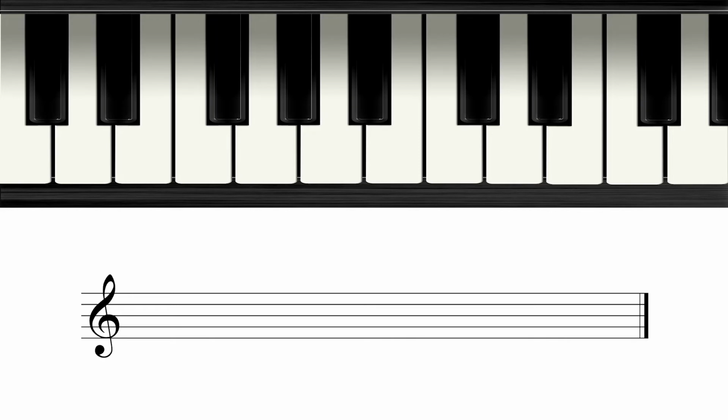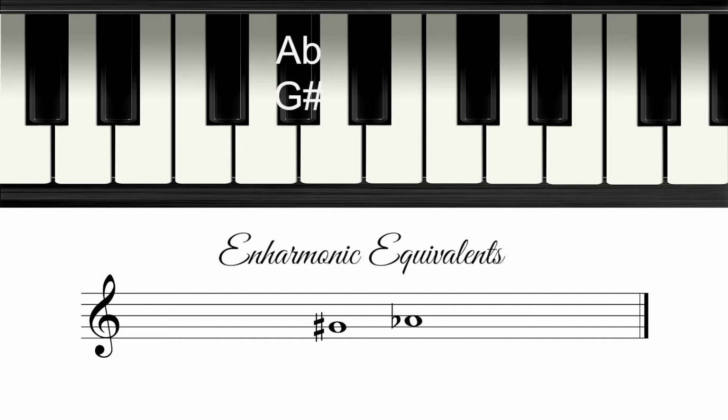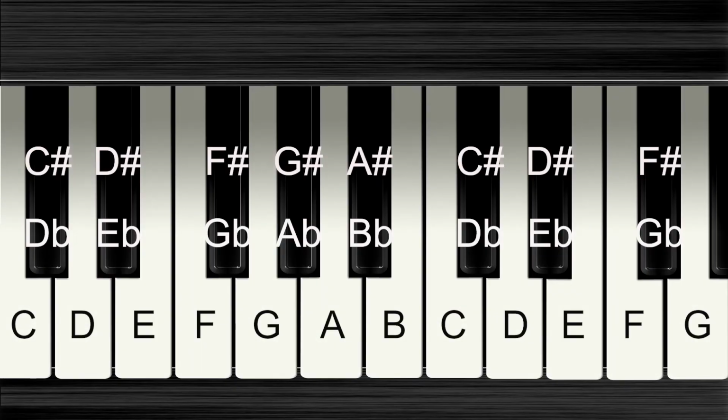As you have noticed, many notes have two names on the keyboard. Two notes that sound the same but are notated differently are said to be enharmonic equivalents. So this black key can be called a G sharp or an A flat depending on how it is notated on the staff. And here is what you have learned today.